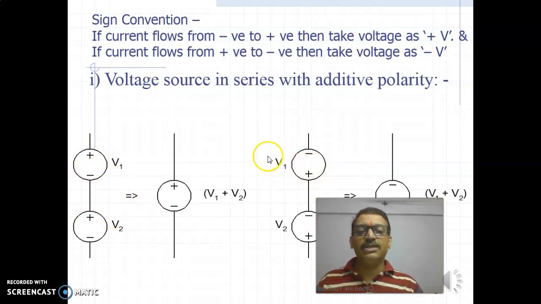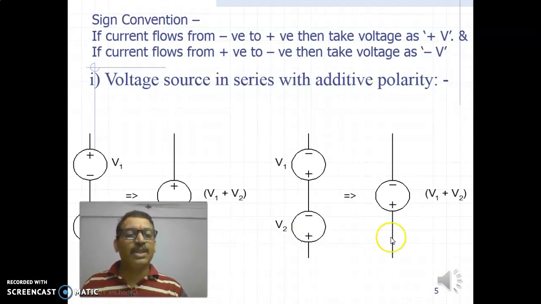Consider the current is now flowing downward. When the current is downward, you get the same sign convention. V1 is represented as positive and V2 is also represented with the positive sign. So what is the total voltage here? The total voltage V is equal to V1 plus V2. So it is similar to the first case, right?